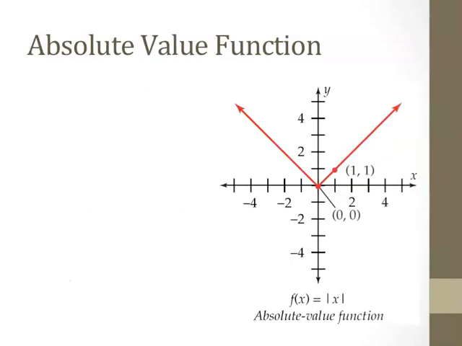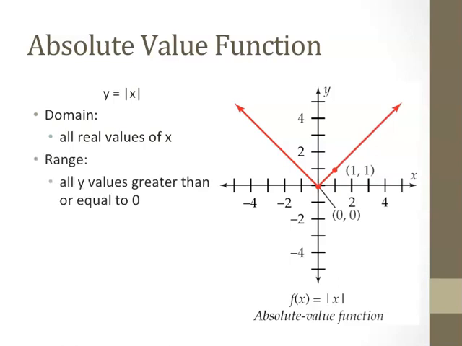Next, we have the absolute value function. So y equals the absolute value of x. Now the domain for this, you can have any value for x. It can be positive, it can be negative. However, once you apply the absolute value onto the value of x to get your y value, you can only have values that are 0 or greater. So the range is all y values greater than or equal to 0. And then our x and y-intercept is at 0, 0.